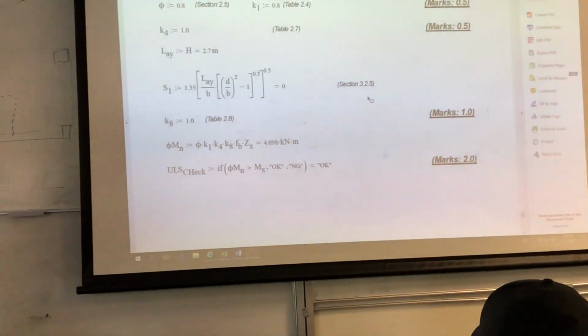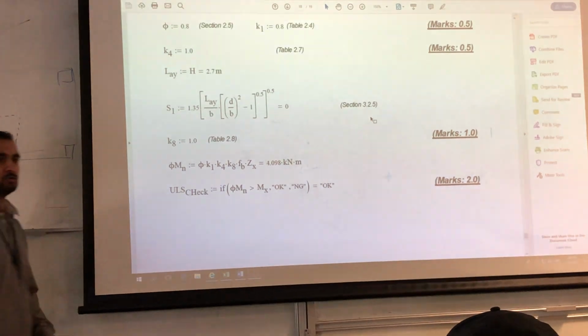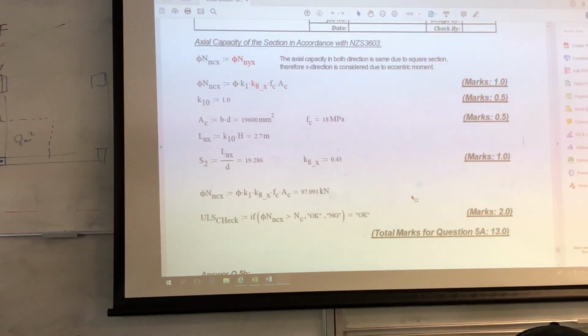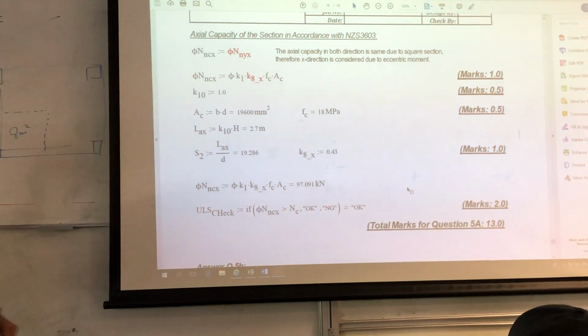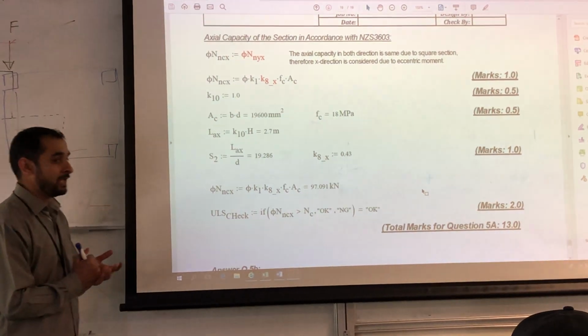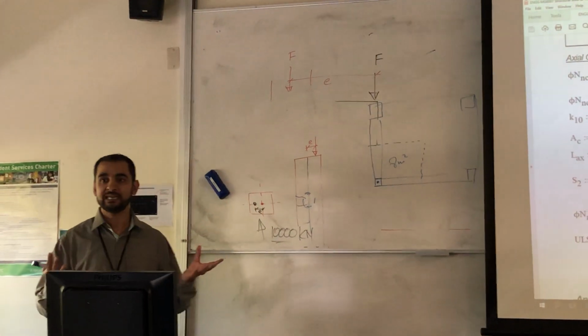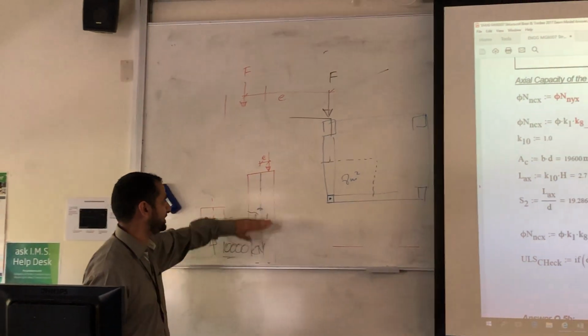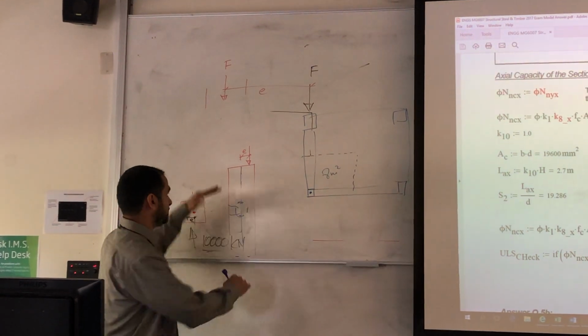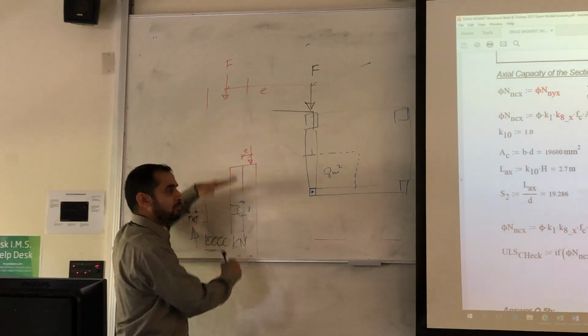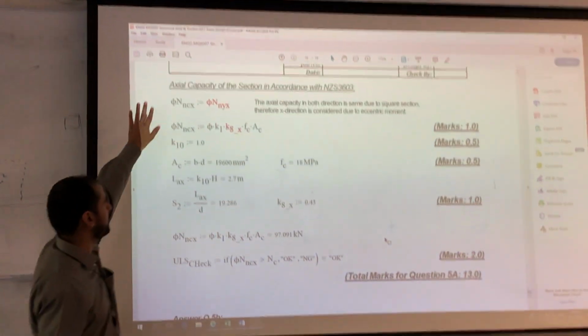Then the moment capacity we just did, and it is okay. It is only 4.098 kilonewton meter. Now I have to go to the axial capacity. So in this case, it's a square, and the effective length in both directions is exactly the same. There is no restraint at the mid height, right? So it is only restrained at the top and bottom. So our effective length is the same. Therefore, NCX is equal to NCY.